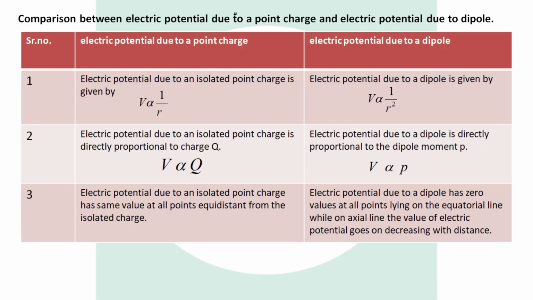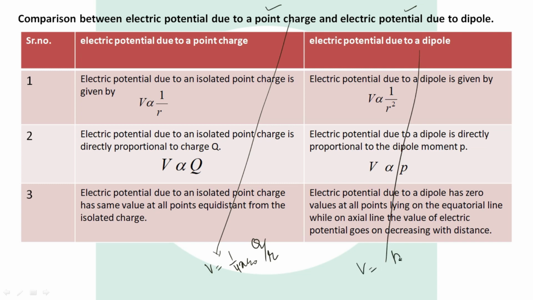Now what is the difference between electric potential due to a point charge and due to a dipole? You know, for a point charge we have V equal to 1 over 4 pi epsilon naught, Q divided by r. And for a dipole we have V equal to p cos theta divided by 4 pi epsilon naught r square. So due to an isolated point charge V is inversely proportional to r, but in a dipole V is inversely proportional to r square. And number 2, electric potential due to an isolated point charge is directly proportional to charge. It depends upon the source charge.